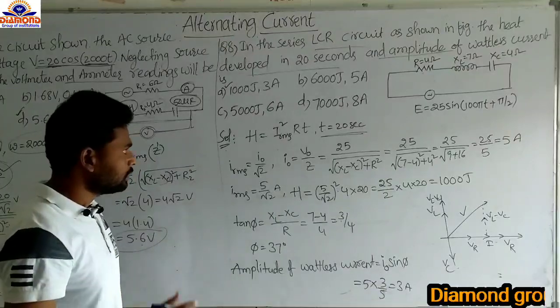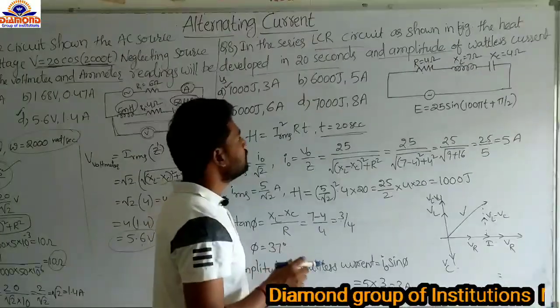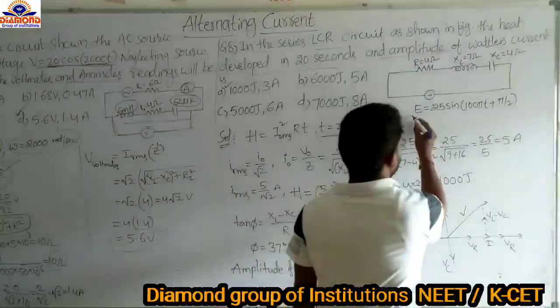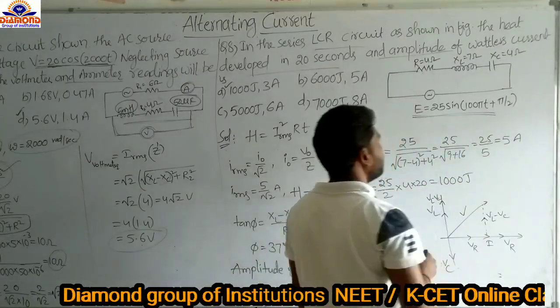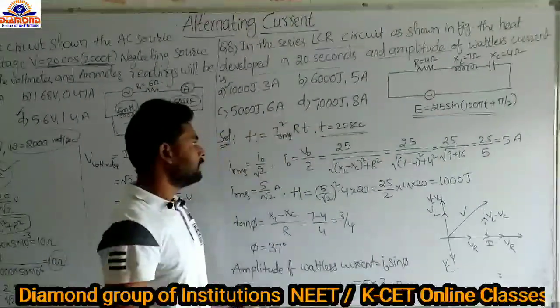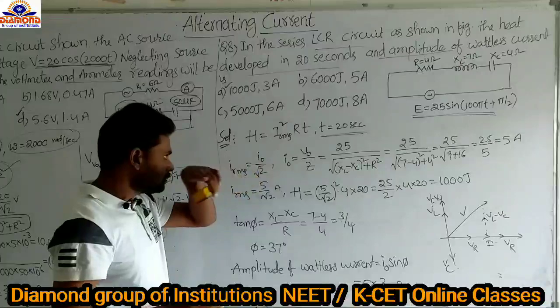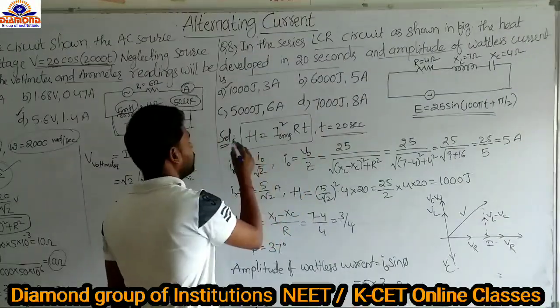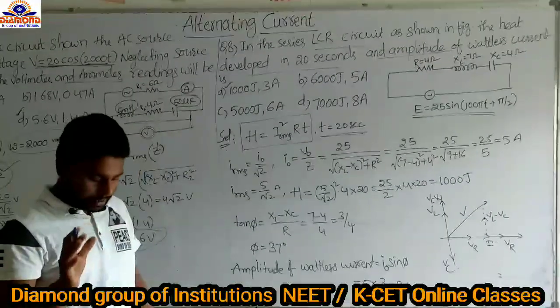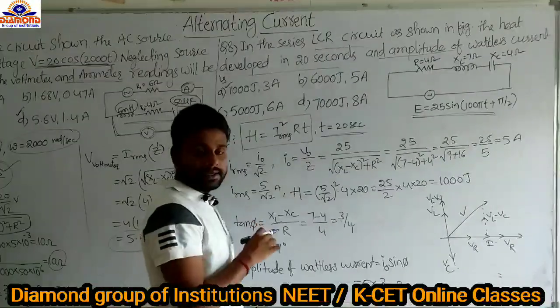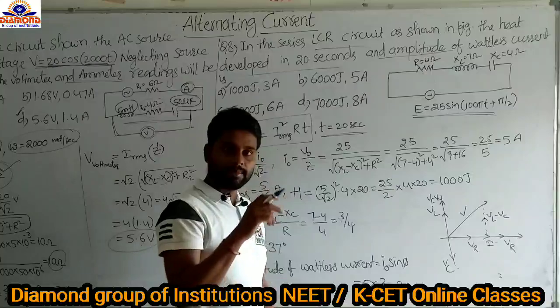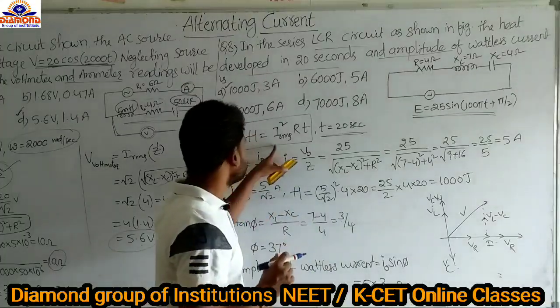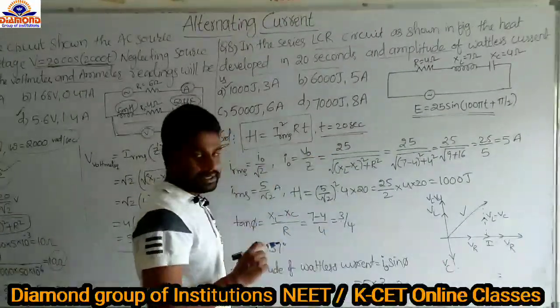Okay, two options. Somewhat lengthy question. See, now they have given the E, supply voltage E equal to 25 sin (100 pi t plus pi by 2). Okay? So what is the use? That we will see next. We have to find the heat developed from I square R T in DC. But in the AC circuits we are discussing IRMS square, so IRMS square R into T.